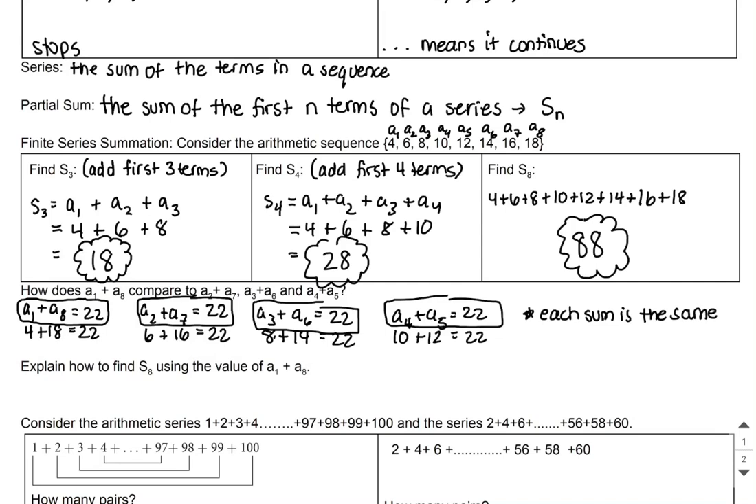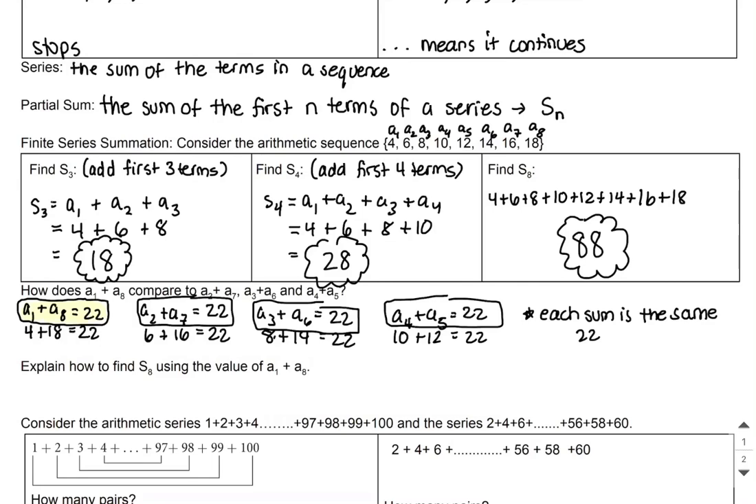So each pair is the same, and that is 22. I want to explain how to find s sub 8 using the value of a sub 1 plus a sub 8. I could also say a sub 2 plus a sub 7 or a sub 3 plus a sub 6 because all of those things are the same. But I'm going to use the first one, so a sub 1 plus a sub 8. I know that this is 22.